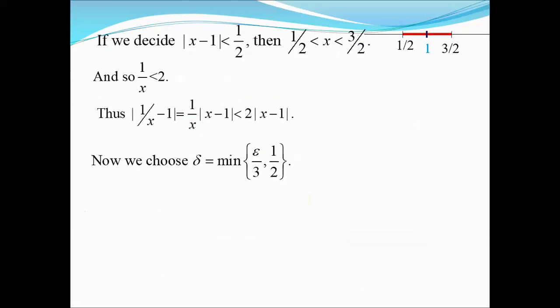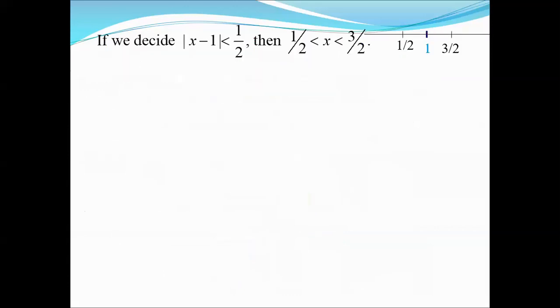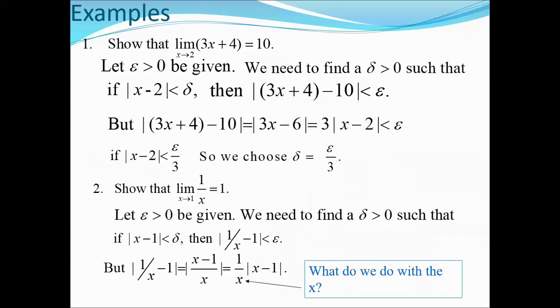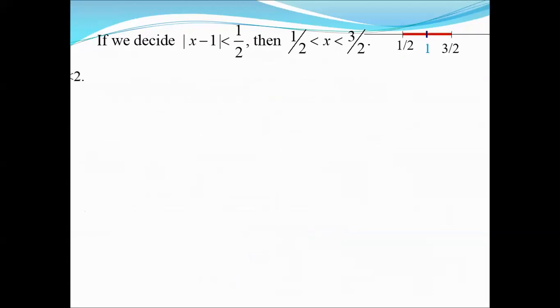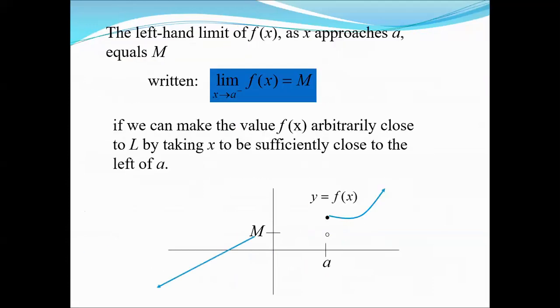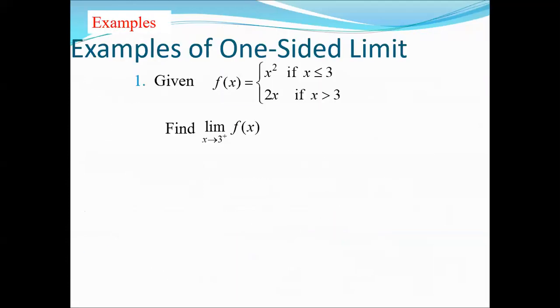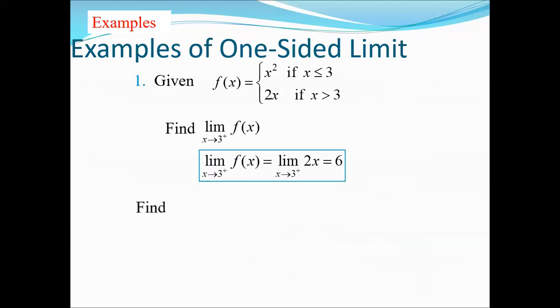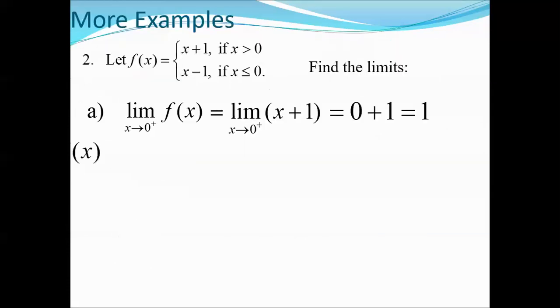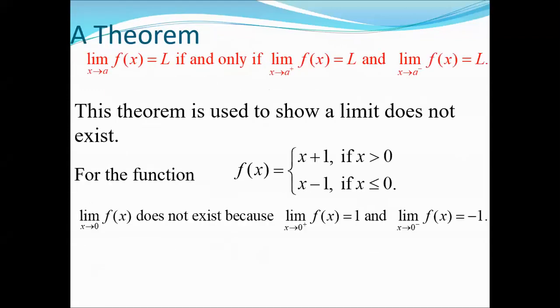How to decide the value of delta when |f(x) minus L| contains terms of x. Then one-sided limits, that is left hand limit and right hand limit, and some examples on left hand limit and right hand limit.